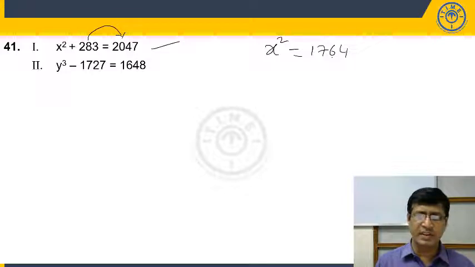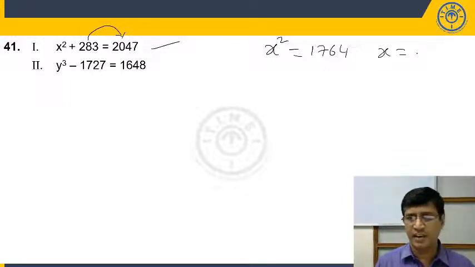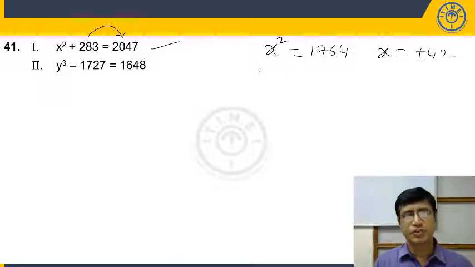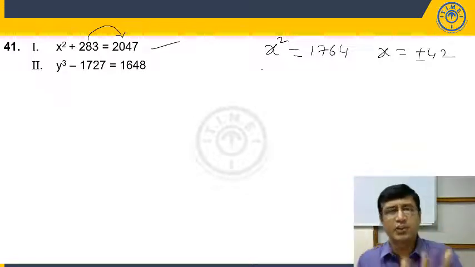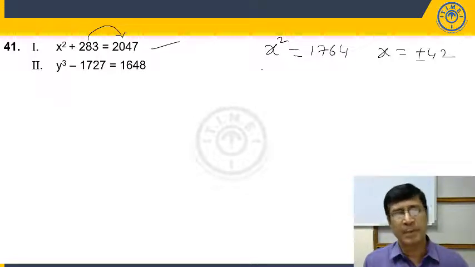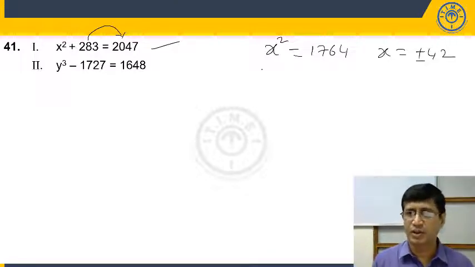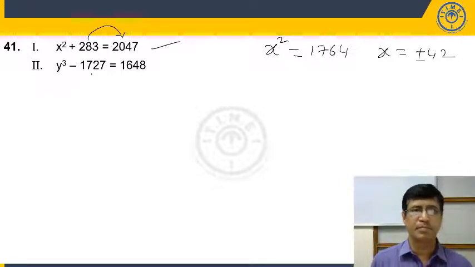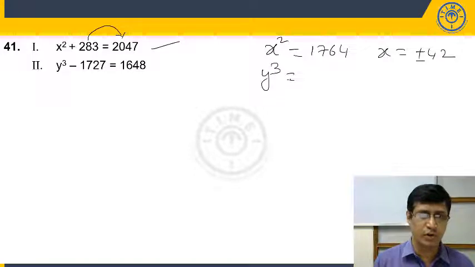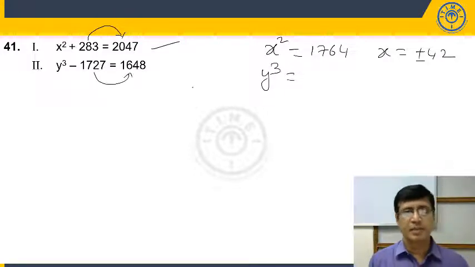x square is equal to 1764 means the value of x is equal to plus or minus 42. 1764 is a perfect square, so it is 42 square. Plus 42 square is 1764, minus 42 square is also 1764. So the value of x is satisfying for two values. Similarly, look at the second equation. y cube minus 1727 is equal to 1648. So what is the value of y cube? y cube is equal to, by taking this to the other side, it becomes plus.